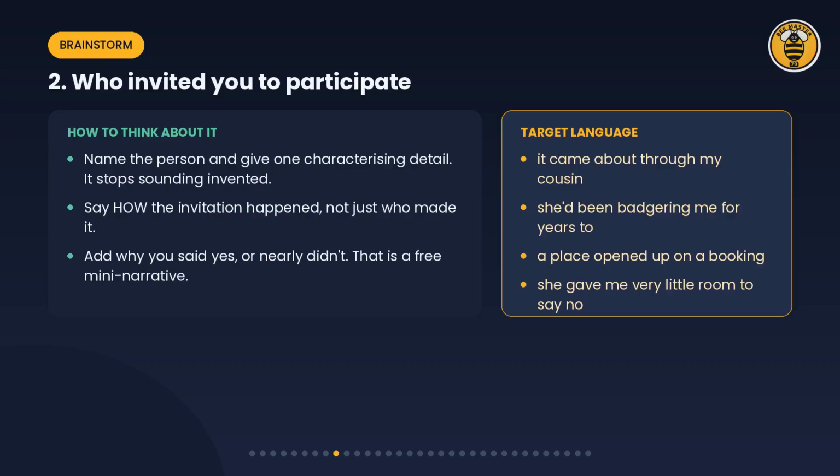Bullet 2. Who invited you? Name the person and give them one characterizing detail so it stops sounding invented. Say how the invitation actually happened, not just who made it. And add why you said yes, or nearly didn't, because that is a free miniature story.